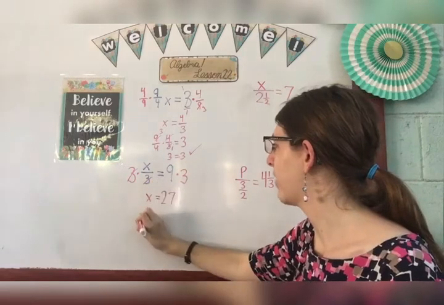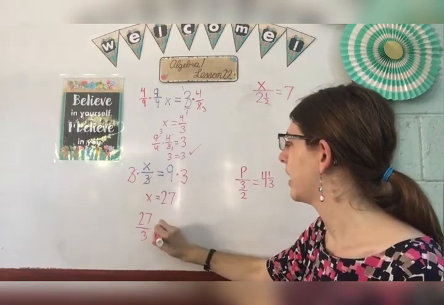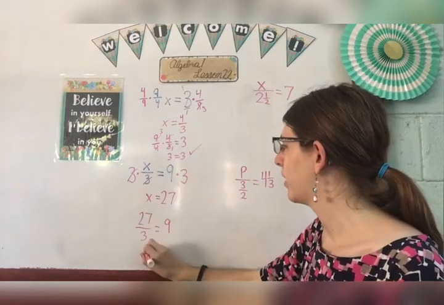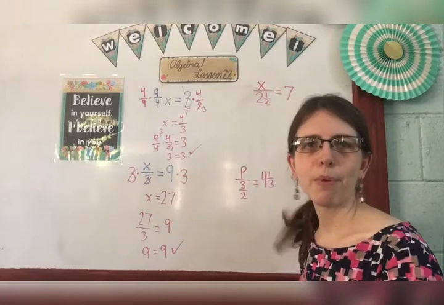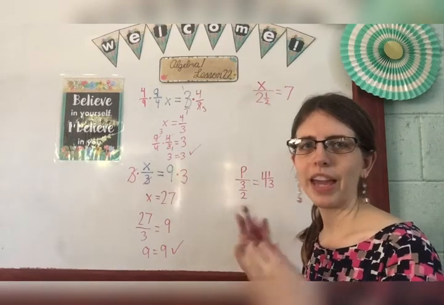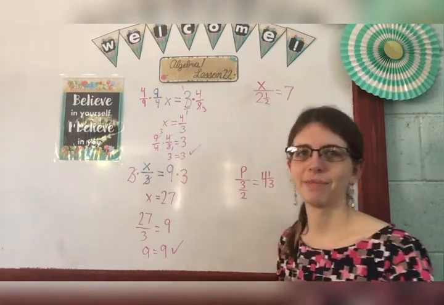So I put 27 in place of x. 27 divided by 3 equals 9. 27 divided by 3 is 9, so 9 equals 9. My problem checks. Okay, well, let's keep going. 2 more examples and then your practice.